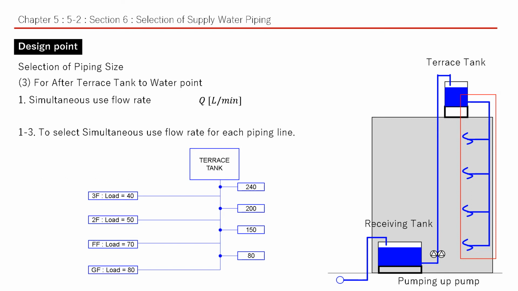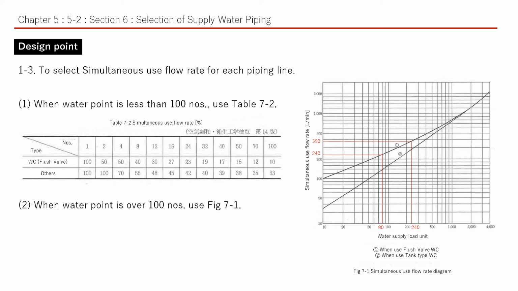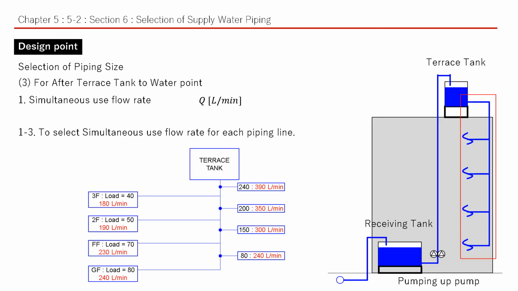Next, we are going to select flow rate based on prepared summary. We would like to introduce the table and diagram for simultaneous use flow rate for each piping line. Item 1, when water points are less than 100 numbers, use table 7.2.2. Item 2, when water points are over 100 numbers, use fig 7.2.1. For example, in case load unit is 80, flow rate becomes 240 L per minute from table 7.2.1. With the same idea, in case load unit is 240, flow rate becomes 390 L per minute from table 7.2.1. This selection method can be summarized in the diagram below. We were able to decide simultaneous use flow rate for each piping.